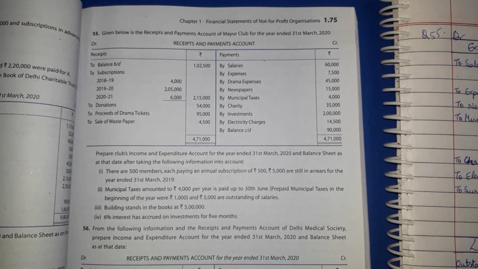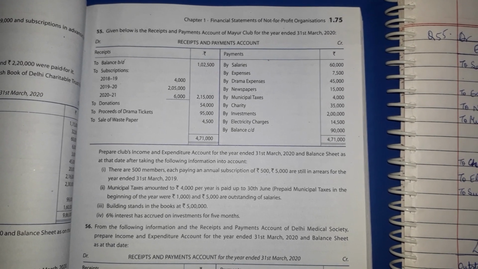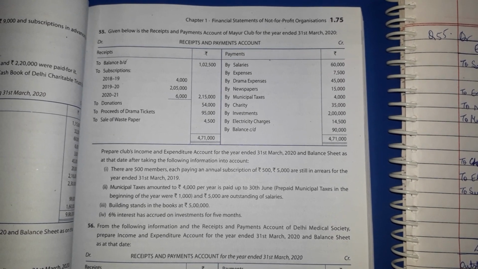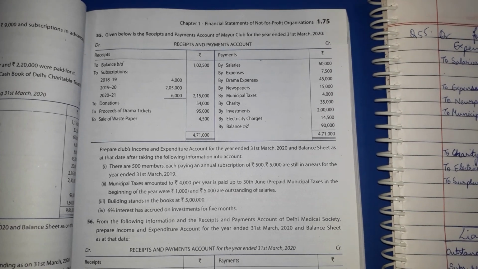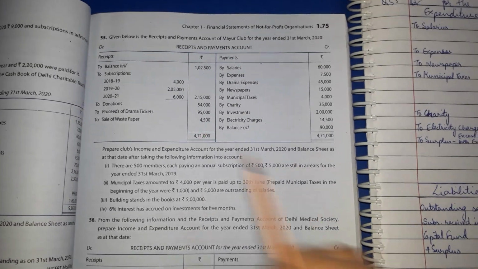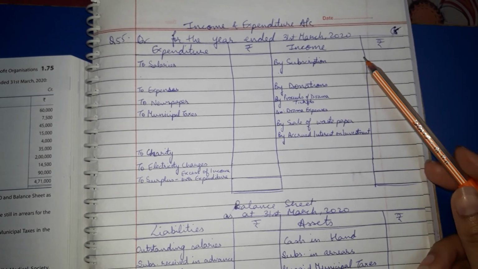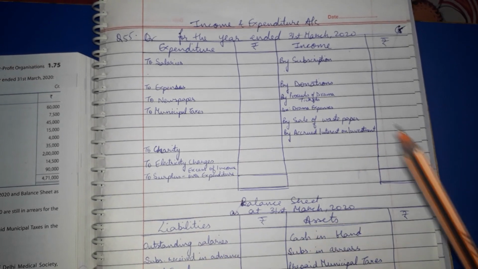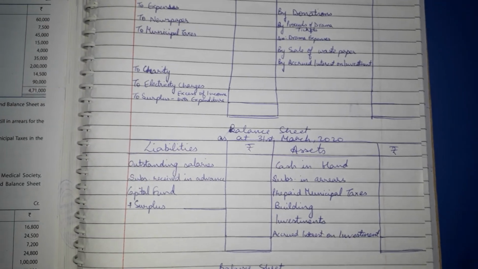Given below is the receipts and payments account of Mayur Club for the year ended 31st March 2020 and the following is the format. Now let's study each item individually and then we will start preparing. Now let's draw the format of income and expenditure account for the year ended 31st March 2020. Income on the credit side, expenditures on the debit, then balance sheet.